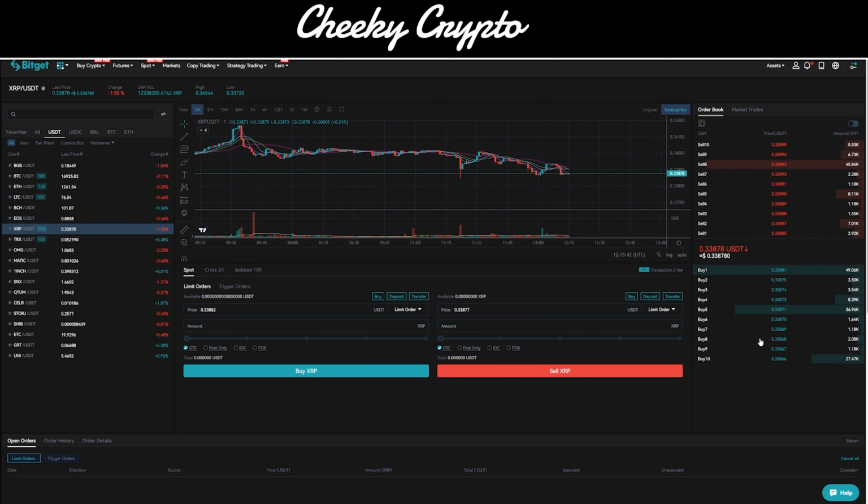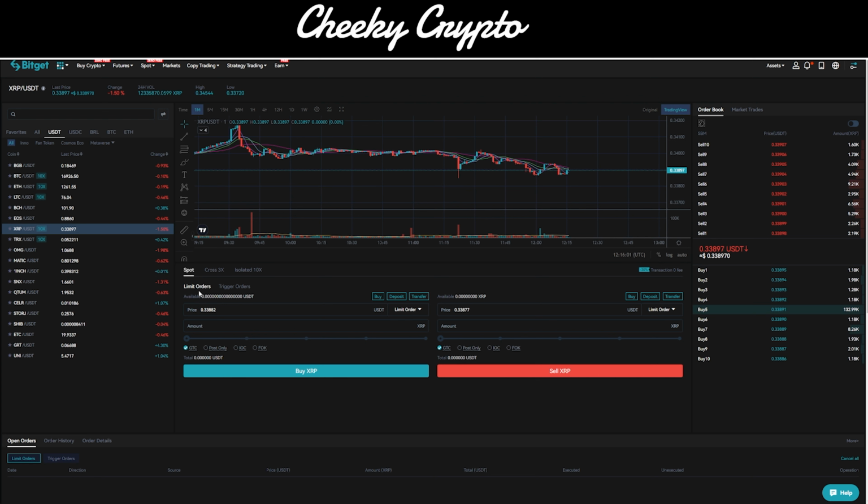You have your order books here on the right-hand side, your sellers and your buyers, and you can see the current price fluctuations in the middle there. At the bottom here, you have your spot trading. You've got cross 3x and isolated 10x. You don't tend to look at those too much, but that's about margin trading, and we're not talking about that. We're just talking about spot trading.